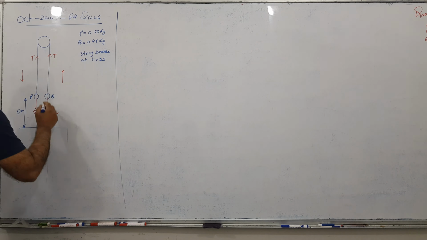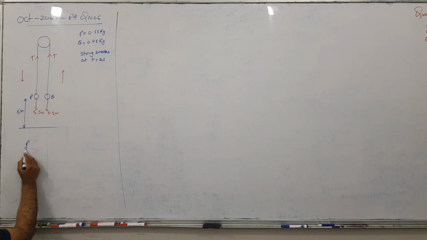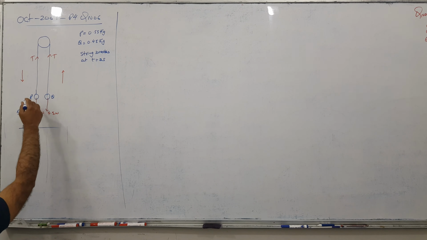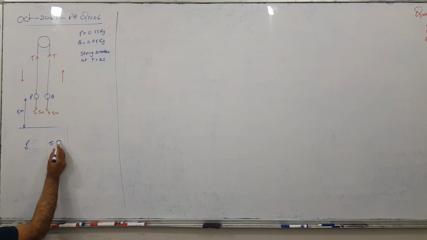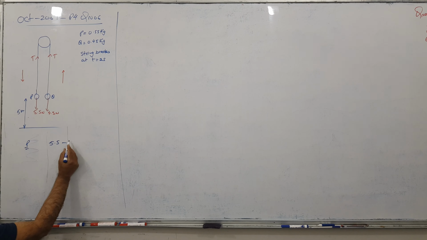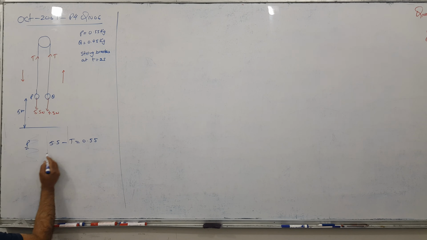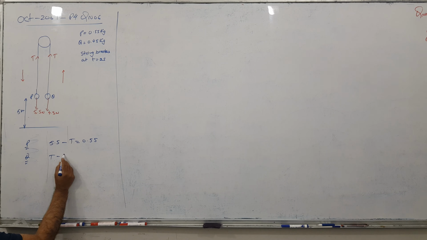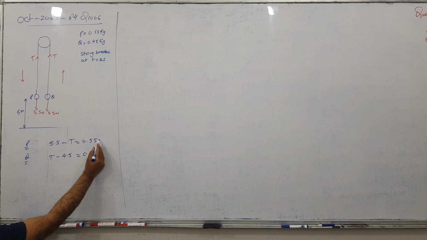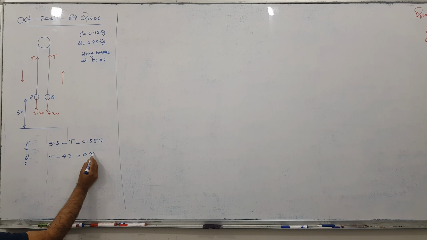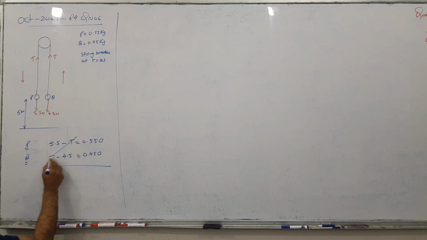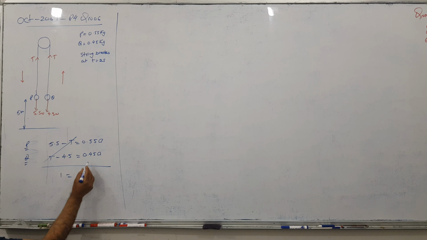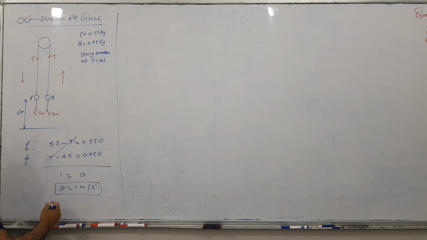So what's the formula we have? For P, net force equals MA, going downwards. So 5.5, this force, minus tension equals MA. Now for Q, it is going upward. So starting from T minus 4.5 equals MA, so 0.45 A. Tension cancels from here. If I leave it, I got a 1, and here I got a 1 even, and I got the answer 1 meter per second square. First part is clear.